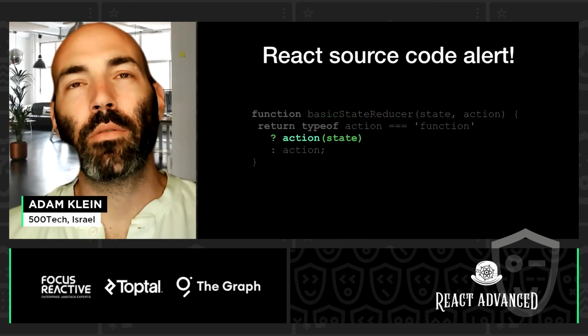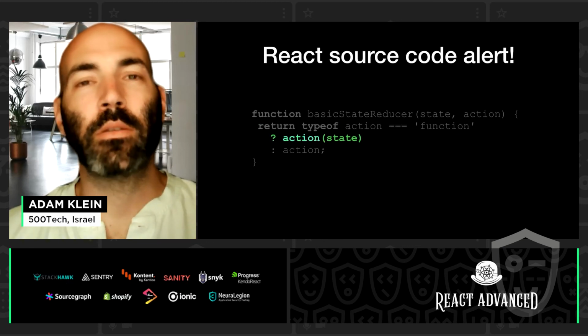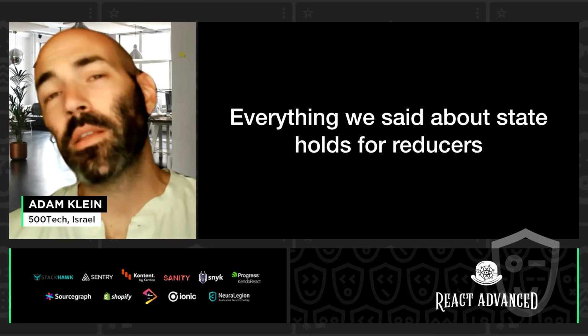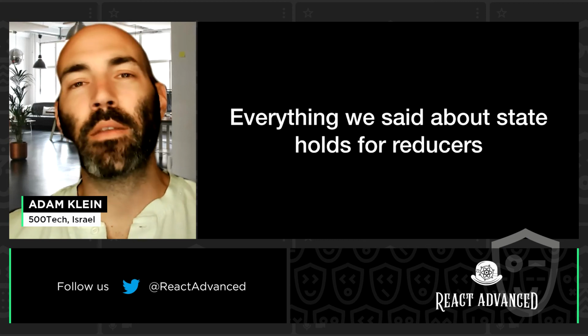So as you can see, we check if it's a function. If it's a function, we call it. Otherwise, we just return the value. Which means that everything that we said about how useState works holds exactly the same for useReducer.